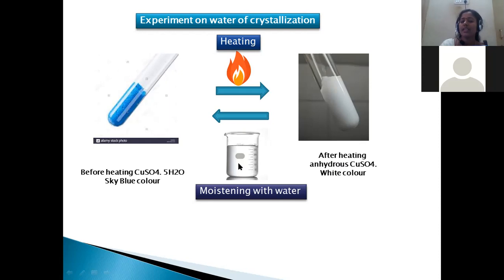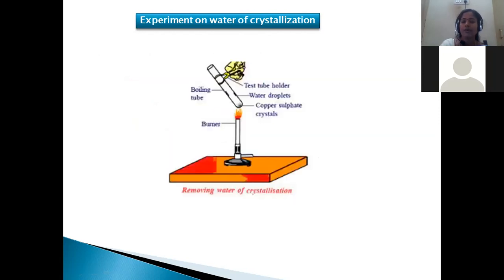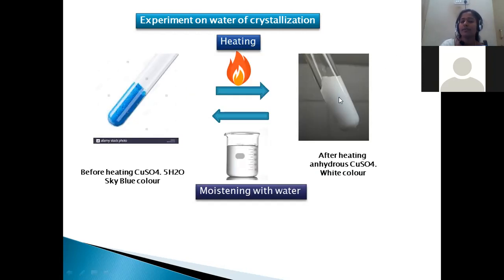Now, this white color substance, when added with some water, we can again retain the starting material, that is copper sulfate 5H2O. So what did we understand from this experiment? It is very clear that whenever crystalline substances are heated on the flame, a loss in weight and a change in color are observed. That is purely because the water of crystallization is totally lost.